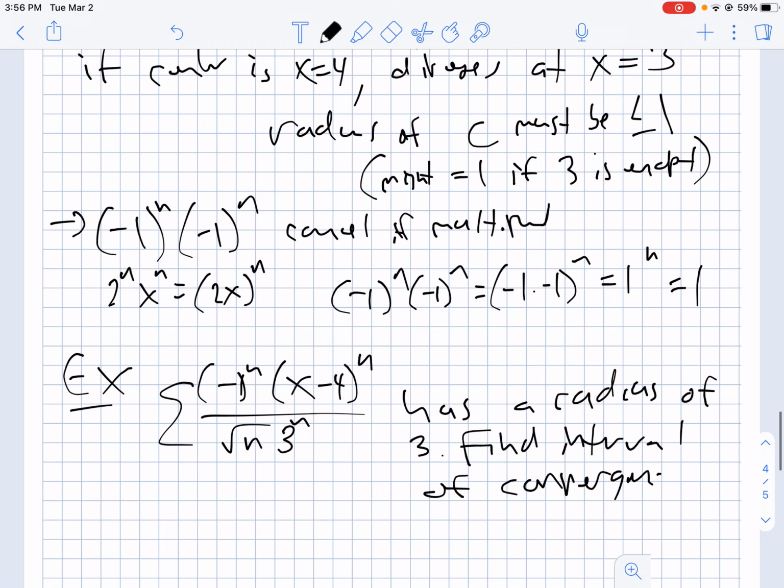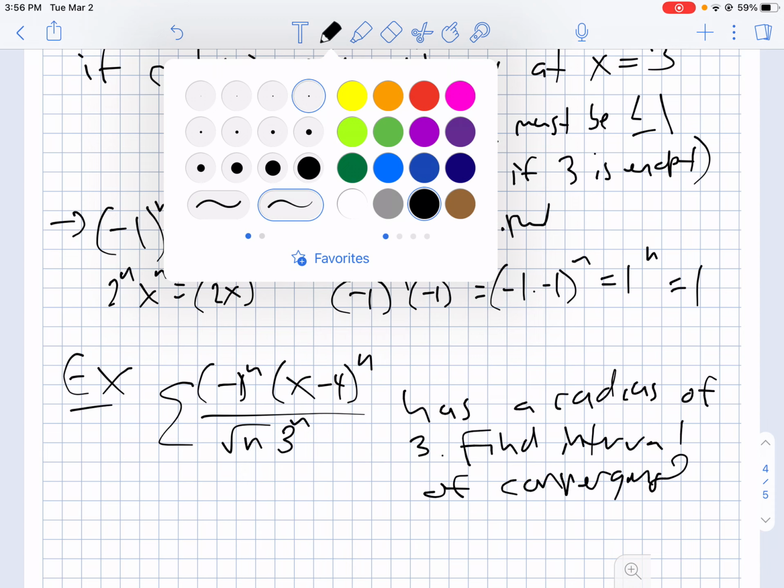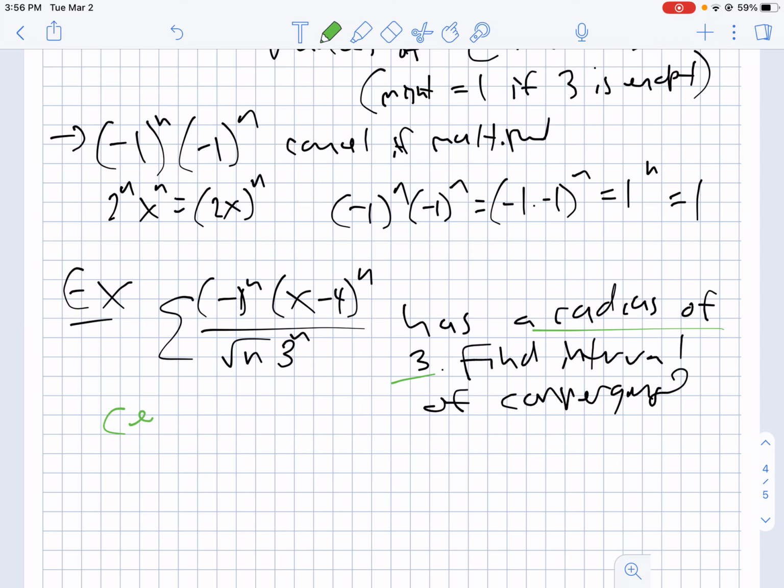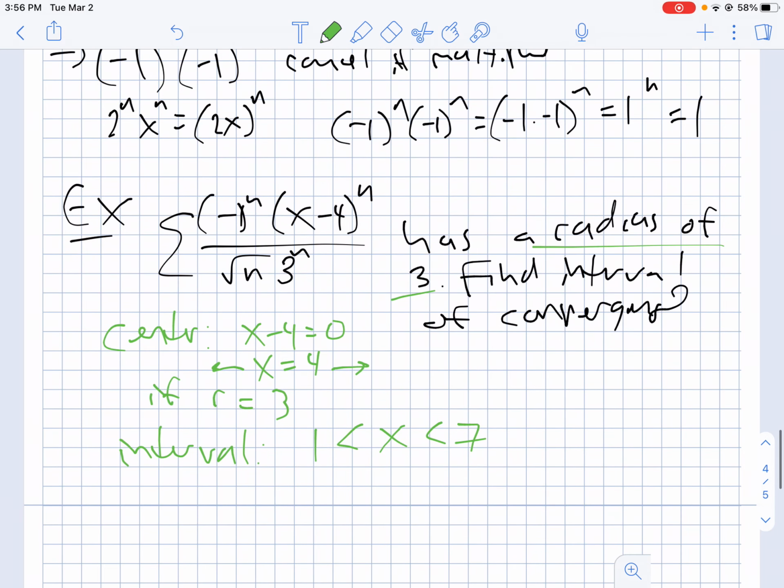Now, if they give you this problem and they tell you it has a radius of 3, this is a big shortcut right here. Because that tells us that the center of this, when x minus 4 equals 0, that tells you x equals 4. If the radius is equal to 3, that tells me that my interval is going to be going from, okay, so 3 to the left is 1, 3 to the right is 7. So we're going to be going from 1 to 7. So there's no need to ratio test. All I need to do is just plug in the endpoints. So if you're given the radius and you're given the center, that's a nice shortcut.